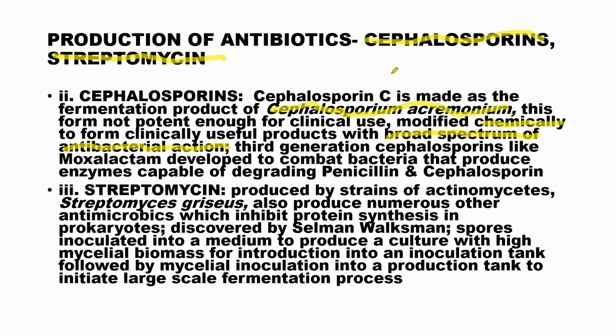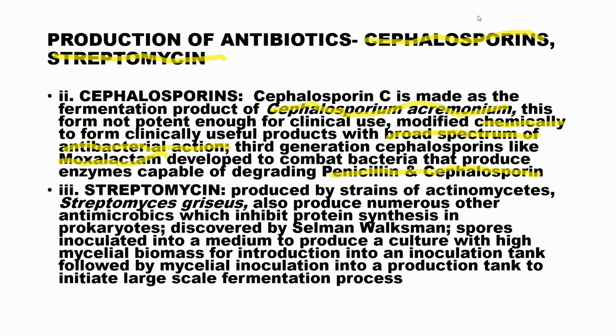For example, 3rd generation cephalosporins like moxalactam. See, moxalactam is a derivative of cephalosporin, a chemically modified cephalosporin antibiotic. It is a 3rd generation antibiotic. After 1 or 2 chemical substitutions, we have got this moxalactam. Now, it can resist bacteria that produce enzymes capable of degrading penicillin and cephalosporin.